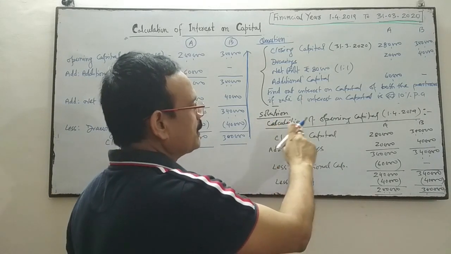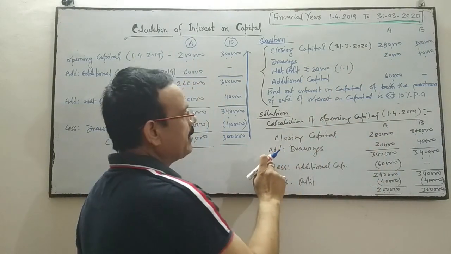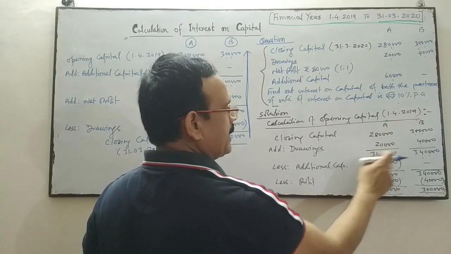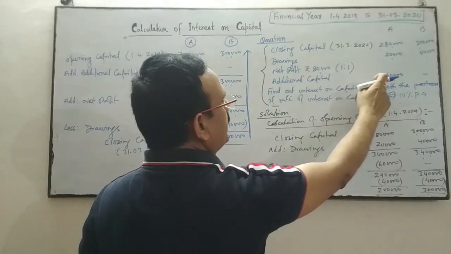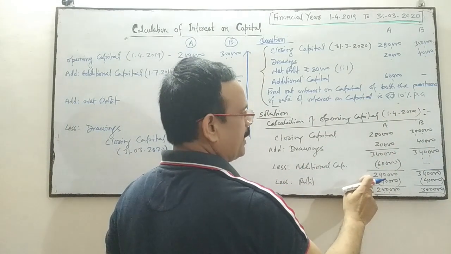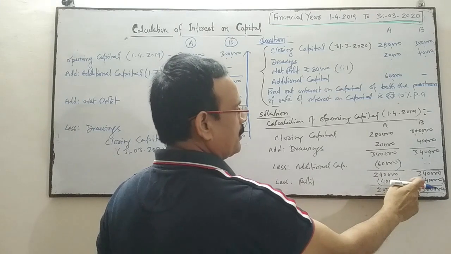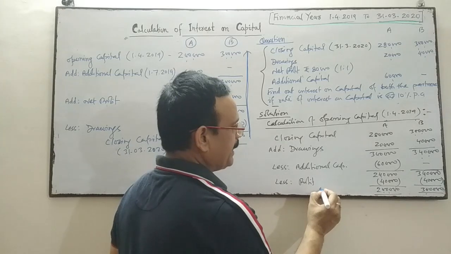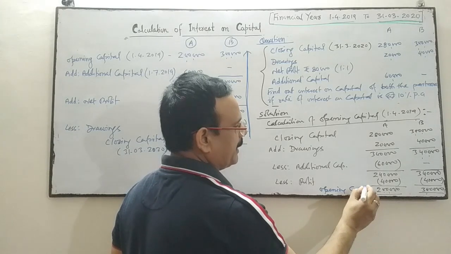When I am going to calculate the opening capital, the closing capital given is 2,80,000 and 3 lakhs. I will add drawings. Drawing is given, so add drawings. So it is 3,40,000 and 3,00,000 after addition, less additional capital. Additional capital of A is 60,000, whereas B has no additional capital. So when I deduct it, A is 2,40,000 and B is the same, 3,40,000. Profit is 80,000, in the ratio 1:1, 40,000 and 40,000. This will be deducted. So the final capital is called the opening capital.